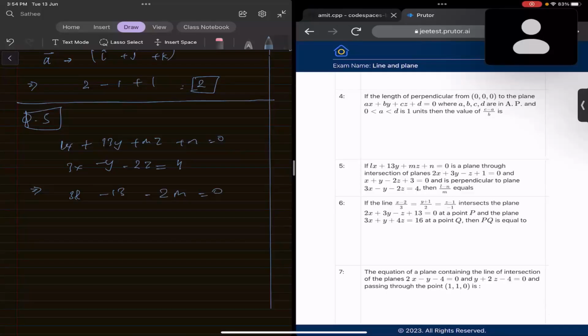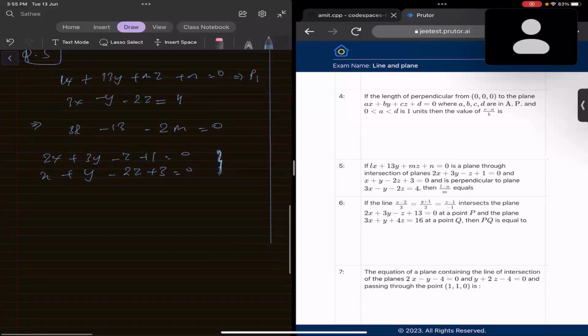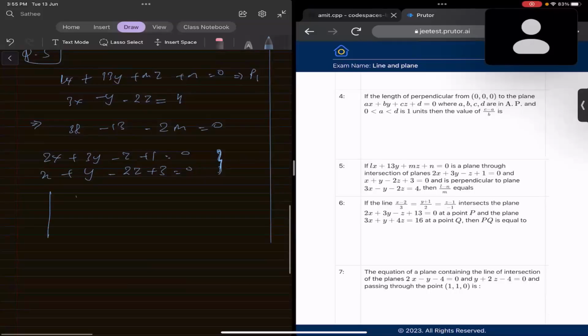And for the remaining two planes, 2x plus 3y minus z plus 1 equal to 0, and x plus y minus 2z plus 3 equal to 0, it is given that this plane P1 is also passing through the intersection line of these planes. So to find the DRs of the line of intersection of these two planes, you can do as follows: this is i, this is j, and this is k, and this will be 2 3 -1, 1 1 -2.